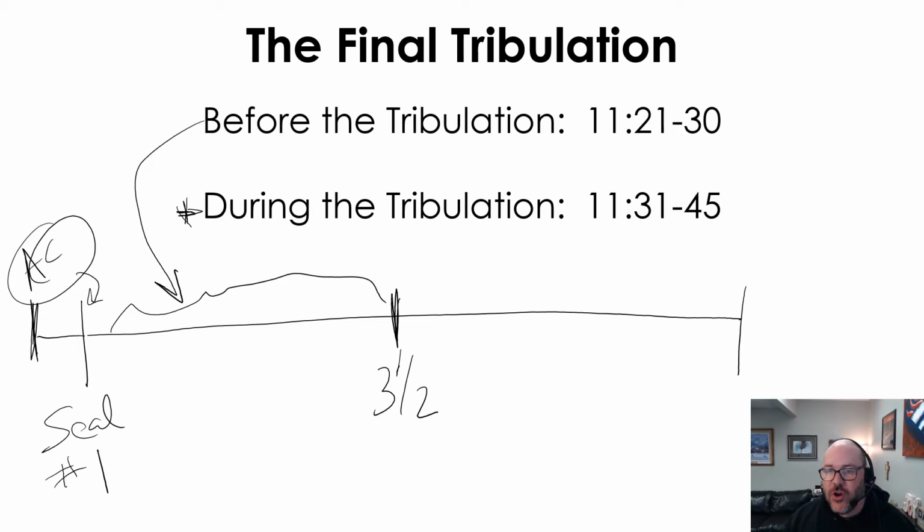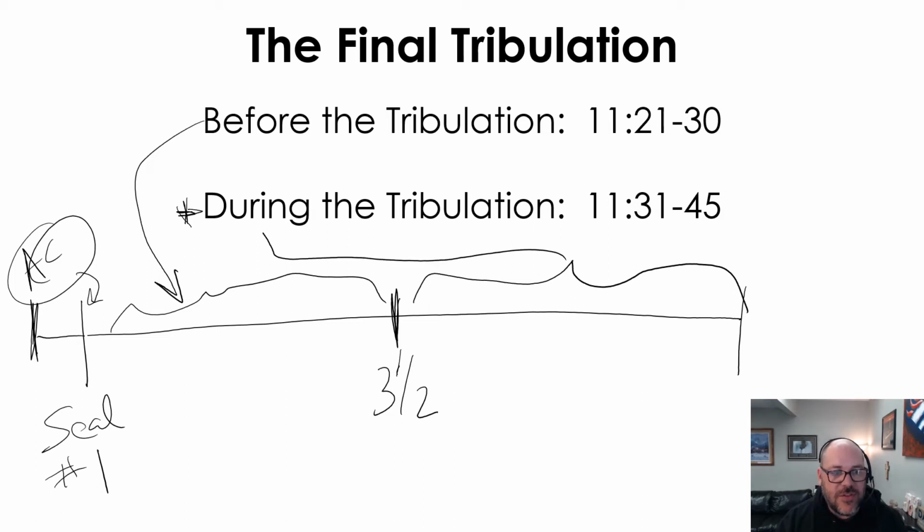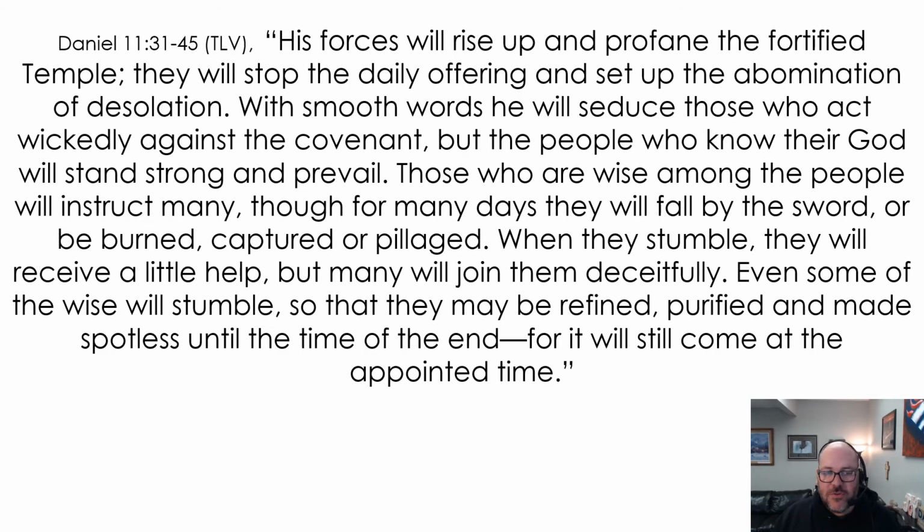So now let's switch our gears to during the tribulation. Now, during the tribulation, we're looking at from right here, this event here, to the end. So this final 3.5 year period is the during the tribulation event. So let's kick into this and understand what it means. Let's pick it up in chapter 11 of Daniel, verses 31 through 45. Let's look what it says. So here's what Daniel says. And these are the during the tribulation events.